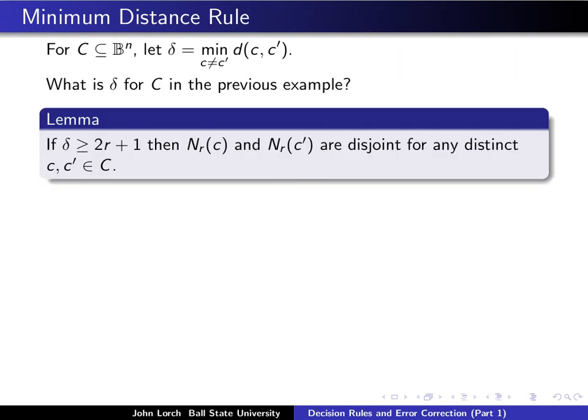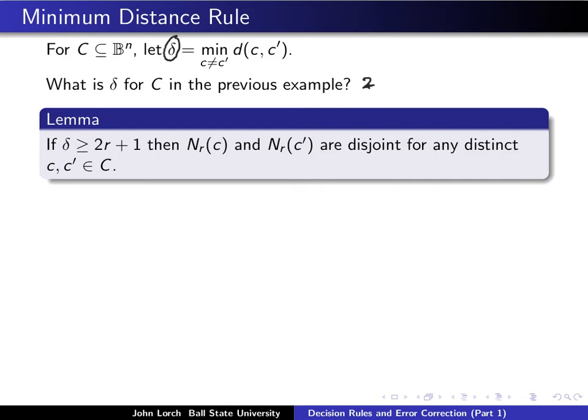Okay, this minimum distance that we computed in the last part of the previous example, that is an important quantity. And we're going to denote that quantity by the Greek letter delta. So again, that's the minimum Hamming distance between two distinct code words. Now, in the previous example, that minimum distance was equal to 2.